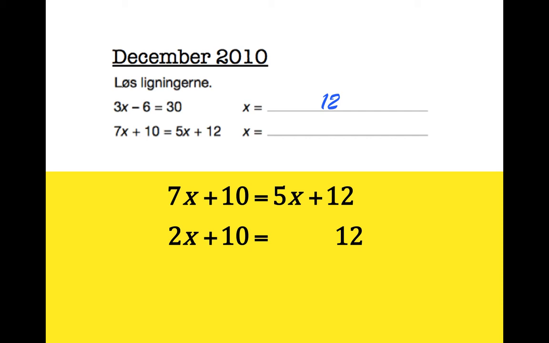Now we'd like to get the 2x bit on its own, so we want to get rid of the 10. So minus 10 both sides gives us 2x equals 2. But we don't want to know what 2x's are, we want to know what 1x is on its own. So we divide everything by 2 to get x equals 1.